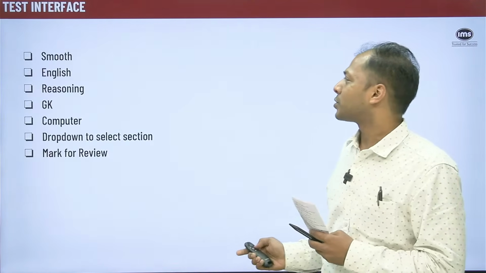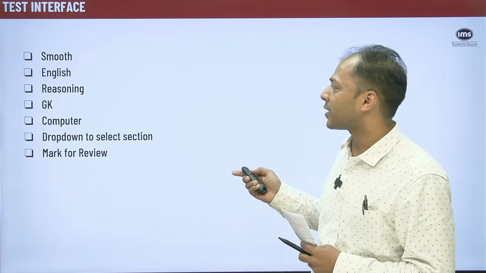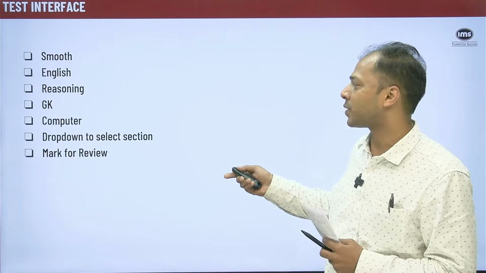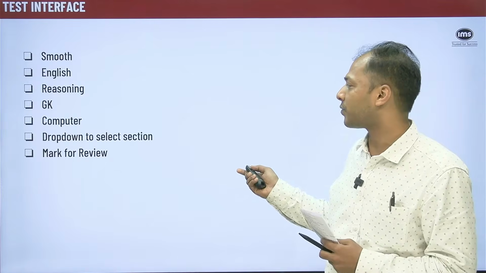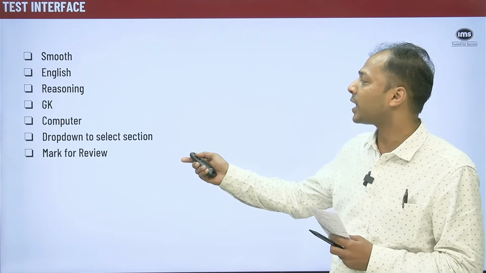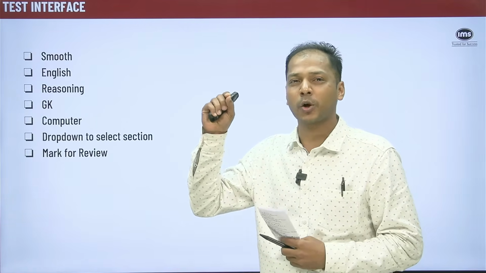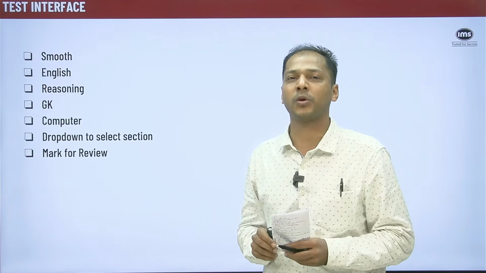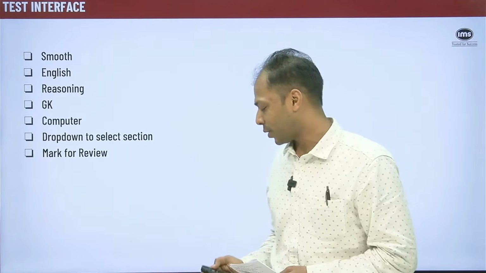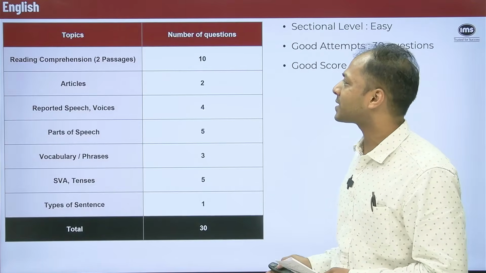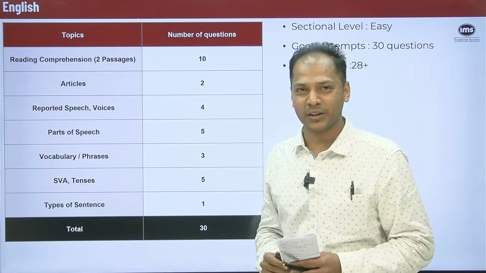All right. So moving ahead, yeah, the test interface was smooth. The sections were in this order. There was a drop down to review, select sections, and you had a mark for review option. There was a checkbox at the top of every question where you could select whether you want to review this question later or not. All right. Now moving on to the first section, the English language section.